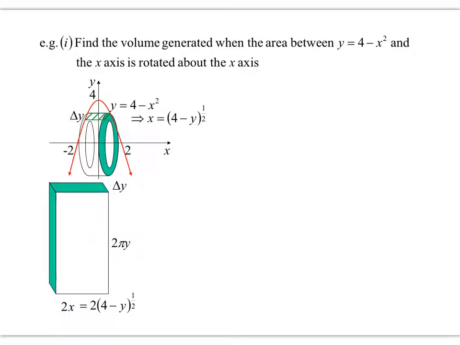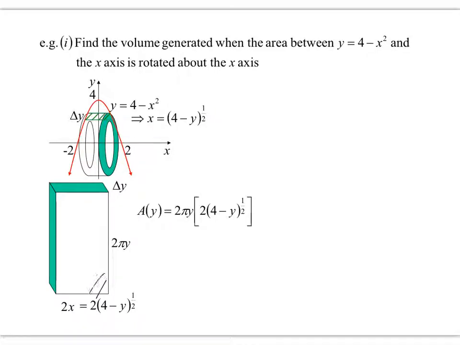This distance here is, when you unravel this, the circumference becomes 2 pi r, and this value here is y, so 2 pi times the radius is 2 pi times y.